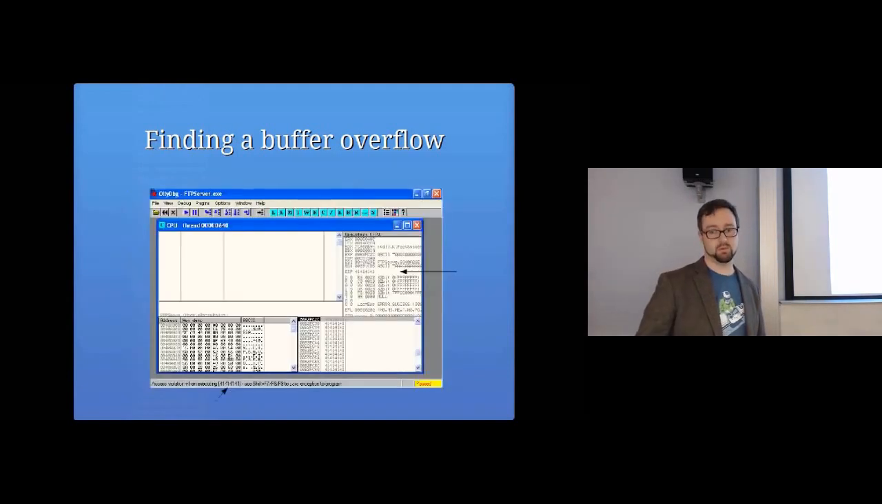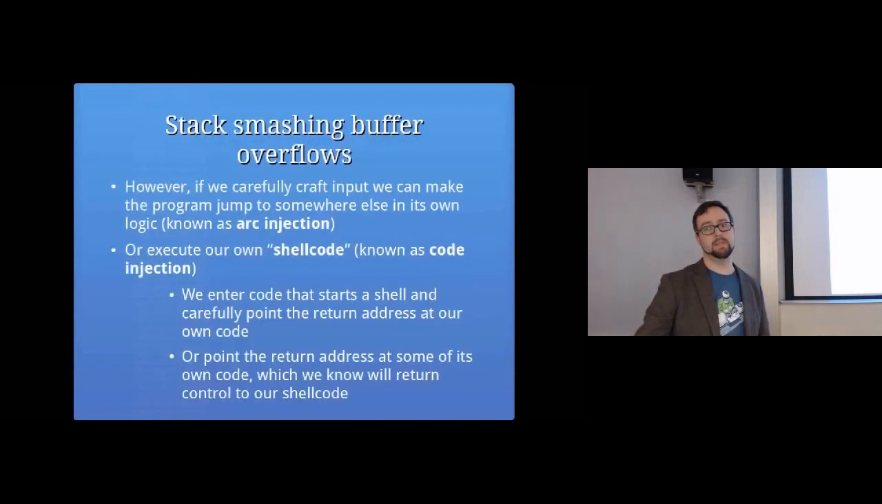So that's what we want to see. If you can see this in the debugger, and you don't have to use Olly debug for this, this is a debugger you can use. If the EIP has that, then we know we've basically got a buffer overflow and we can write an exploit for that. So if we carefully craft the input, we can make the program jump somewhere else in its own logic, which is known as arc injection.